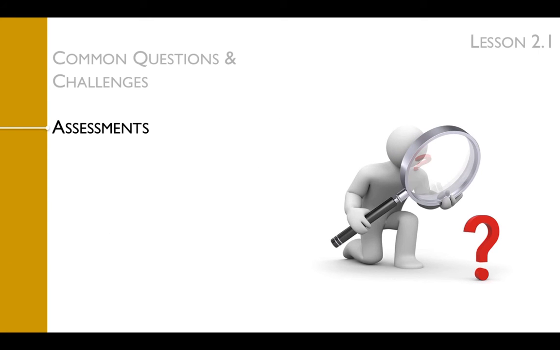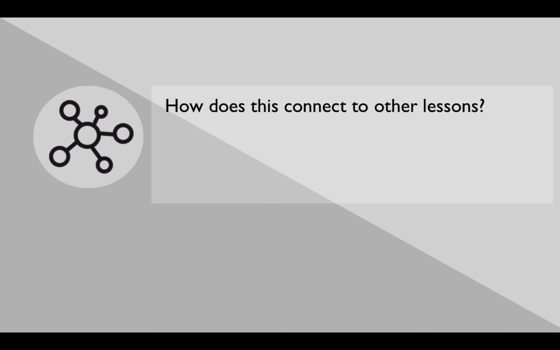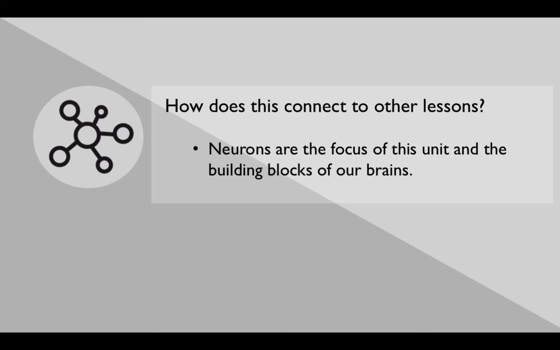At the end of this lesson, students should be able to describe the three main functions of all neurons: receive inputs, process inputs, and send signals. Students should also be able to identify how the primary structures of our neurons, dendrite, cell body, and axon, can be specialized to allow our neurons to carry out these functions. Neurons are the focus of this unit and the building blocks of our brains. Therefore, it is important that students understand the basic structures and functions of neurons before moving forward, because we'll be elaborating on these in the coming lessons.